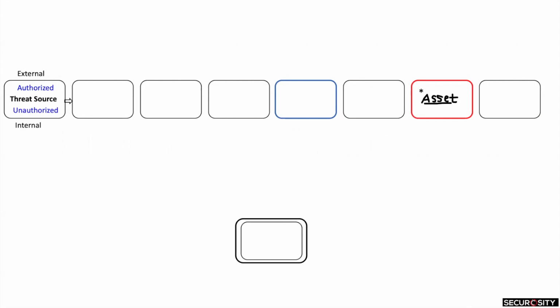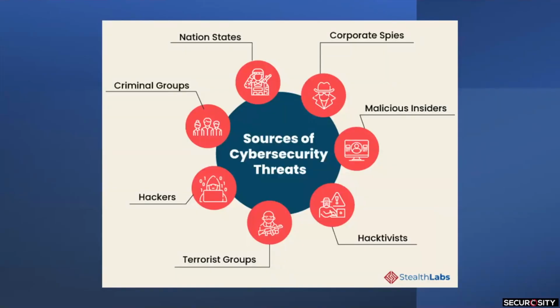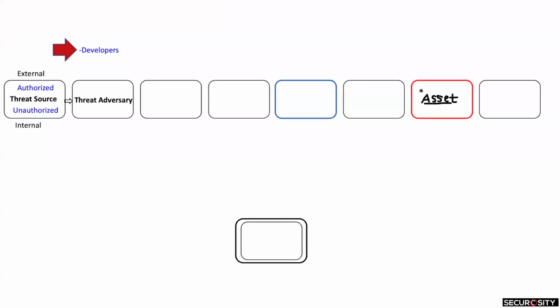Next, let's understand who and what is posing a threat to our assets. This is known as threat adversaries. Think of threat adversaries as the bad guys who want to gain unauthorized access to the assets and cause harm to our organization. There are different types of threat adversaries, such as hacktivists and etc., as we see here on the screen. In this video, we'll focus on 3 external and 2 internal threat adversaries that will pose the biggest risk to our organization. First, let's take a look at developers.